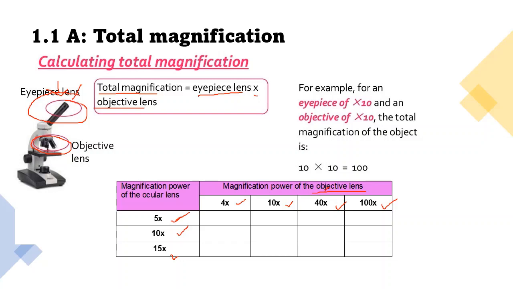So right here, we can have 100 times, which is by using oil immersion. We can have 1500, which is the highest total magnification. The lowest number can be 20. Basically, just complete this table in the lab report.